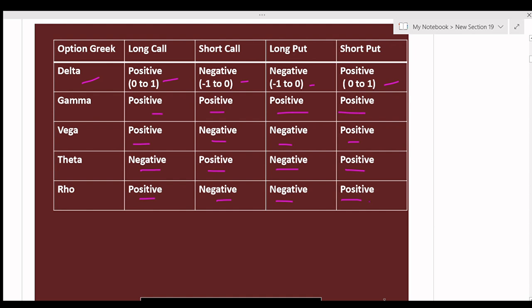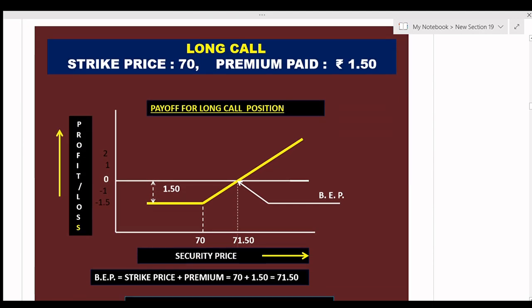Now come to the payoff of vanilla options, that is long call, long put, short call, short put. First is long call. Long call, that is the buyer of the option: the strike price is 70 and the premium paid is 1.50. Here 70 is the strike price.